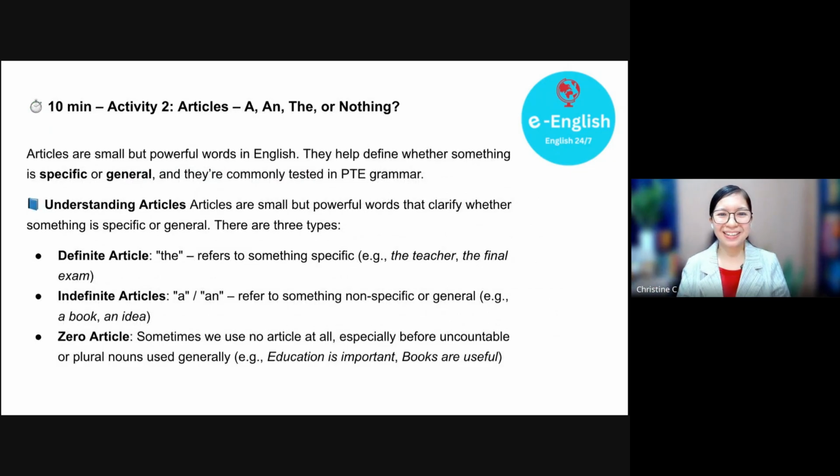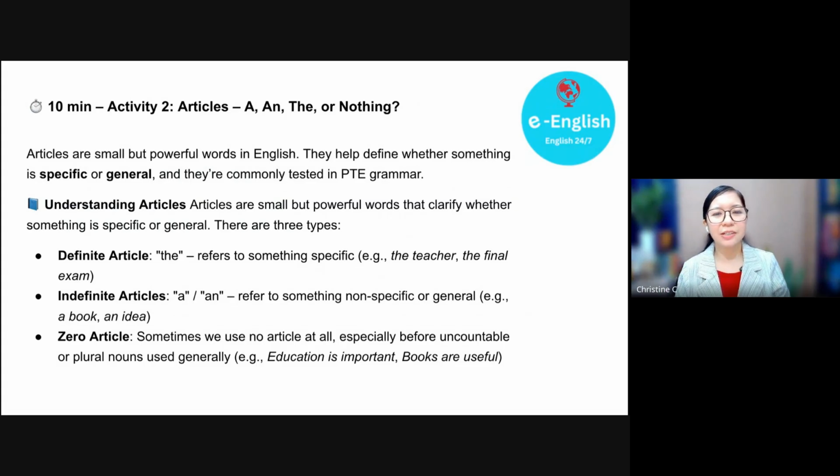All right, let's move on to our next activity, articles. Now, articles are small words, but they are powerful words, and we use them a lot. We use them a lot in speaking and in writing. They do help define whether something is specific or general, and they are commonly tested in PTE grammar. So, if we understand how articles are used, and if we have a clear understanding of when we should use these articles, the definite articles and indefinite articles, or if we shouldn't use any, then it'll make your writing precise. Okay, it'll make your writing accurate and you'll score higher in your speaking and writing tasks.